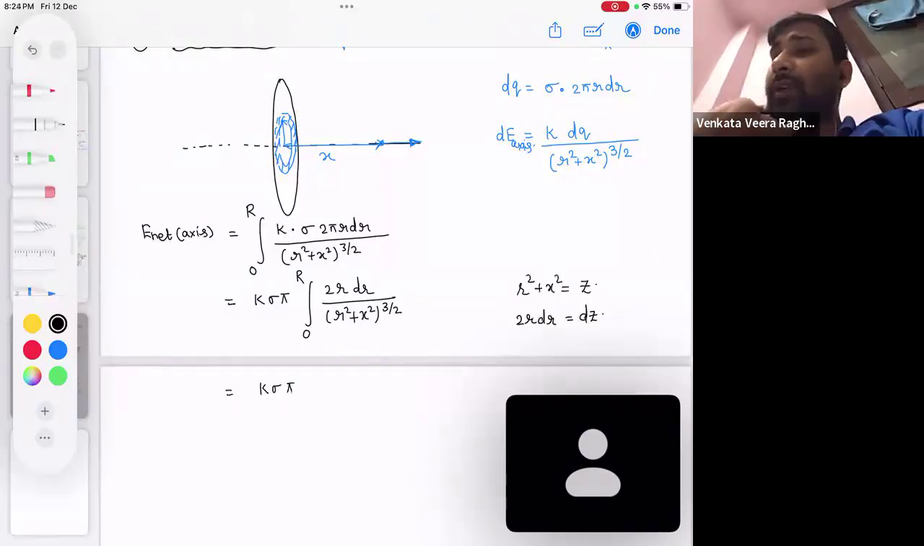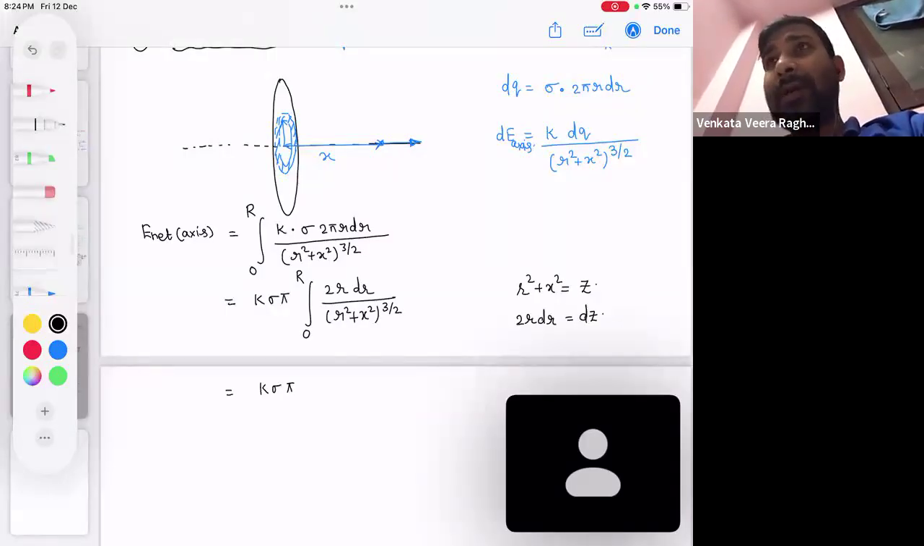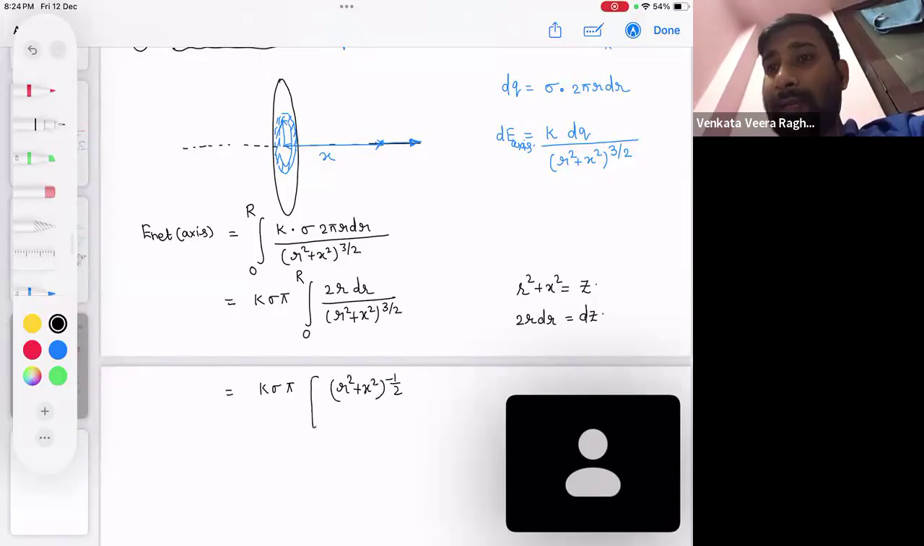So k sigma pi, and what is the integration? z to the power minus 3 by 2 dz is there, so z to the power minus 1 by 2 it will become. That means (r square plus x square) to the power minus 1 by 2 divided by minus 1 by 2, and the limit will go from 0 to R. So please check it. What are we getting? K sigma pi, minus 2.